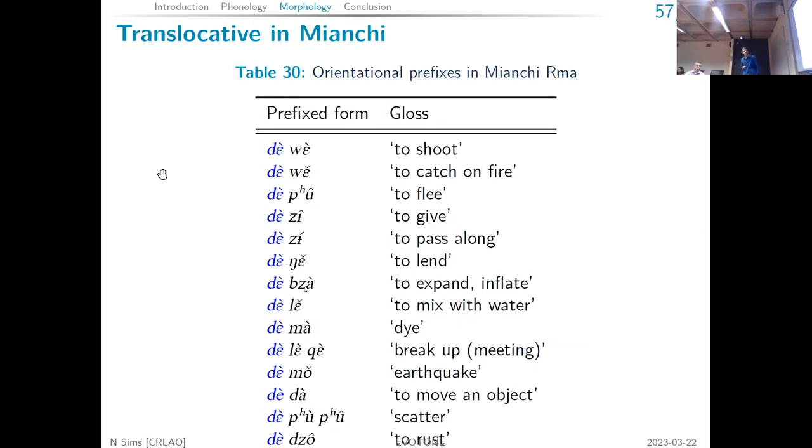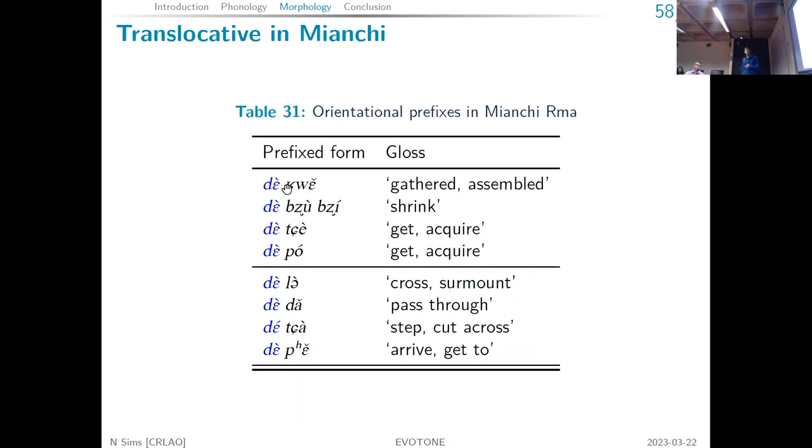Here's another variety. We have shoot, catch on fire, flee, lend, expand, to dye something, an earthquake, to scatter. So all of this, away kind of semantics, I think, pretty clearly. Some cases where there's not really so clear semantics, to shrink, I think, is the opposite of expansive. To get something, to buy something, I don't see those as having the same semantics, and we'll see a little bit more about that in a minute. But there's some kind of semantics to do with crossing as well, traversing, going across some sort of boundary.